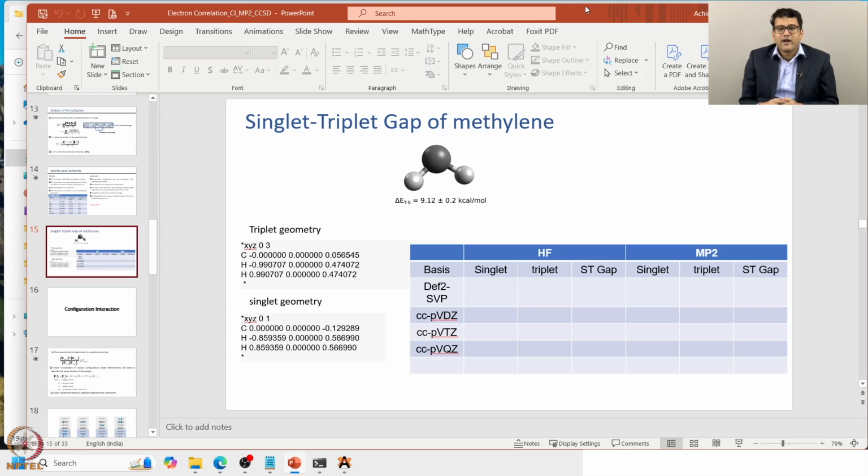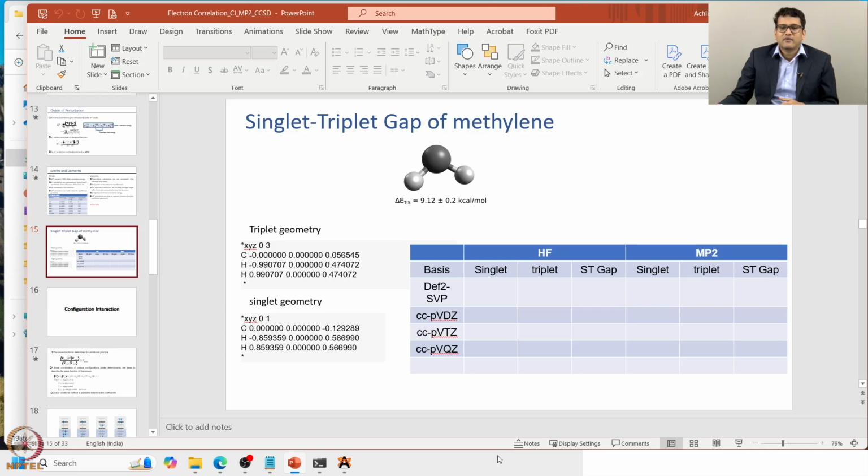And the advantage of methylene is that it's quite small. So even on your laptop, you can do some large basis set calculations, and there is a very accurate value for the singlet-triplet gap. Triplet is the ground state, and the singlet is 9.12 kilocalories per mole higher.